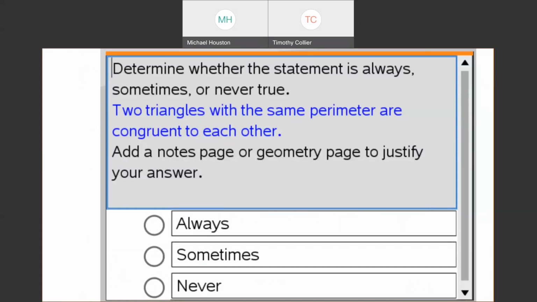And then, on the textbook, it'll say justify your answer. And most of the time I would not get a justification at all. So they had to attach a notes page, or a geometry page or whatever, to justify their answer. So here we go. Students had to choose always, sometimes, or never.